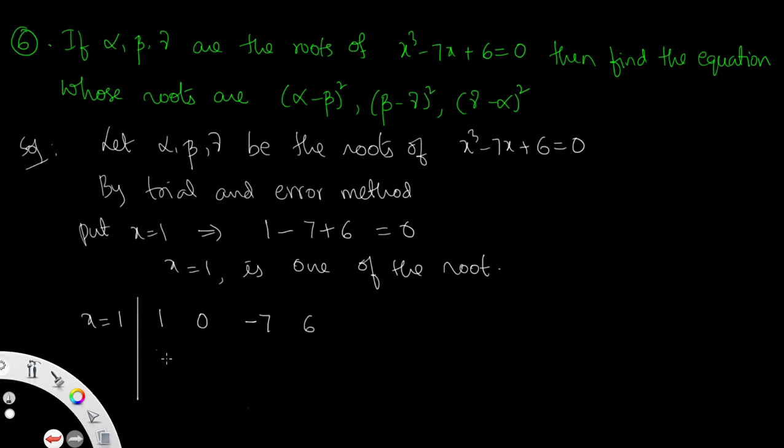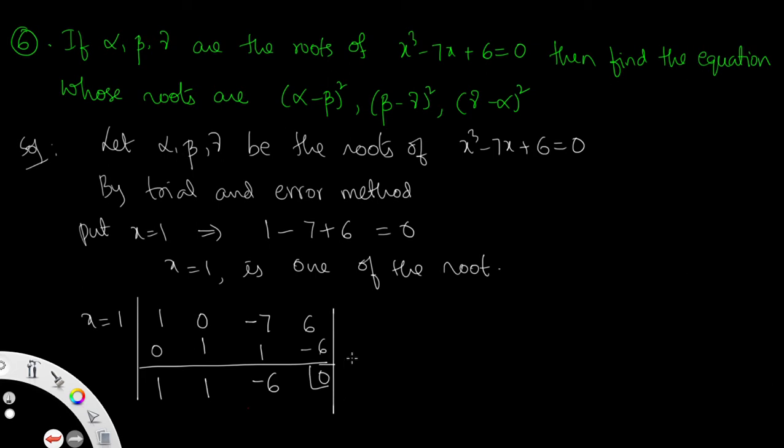By putting 0 here always, then adding, you get 1, and multiplying with the value 1 outside, 1 into 1 is also 1. By adding, you get 1 again, and this is also minus 6. By adding, you multiply minus 6 into 1, that is minus 6. Lastly you get 0. So this is the process for synthetic division. So that is the question number.